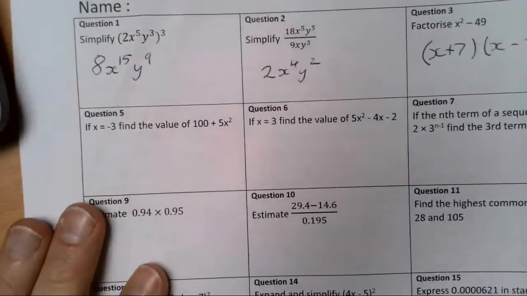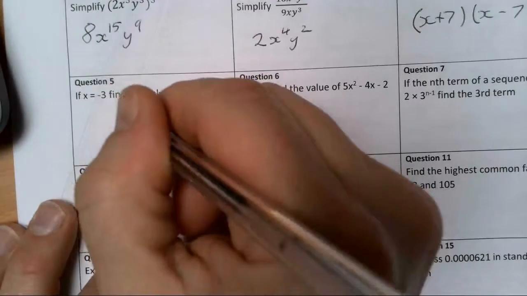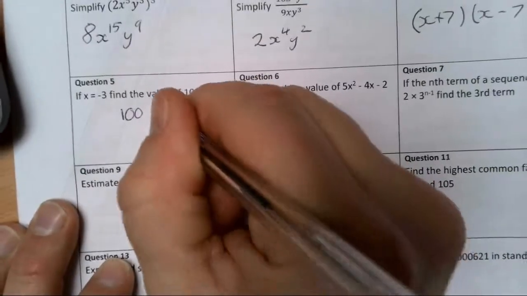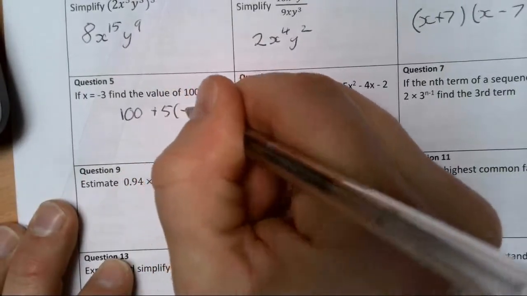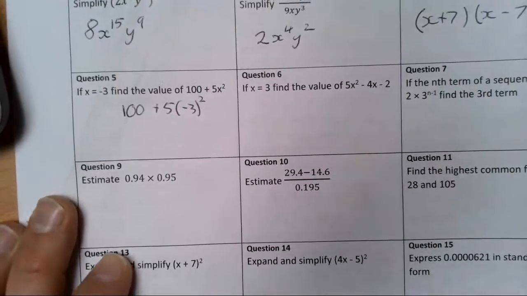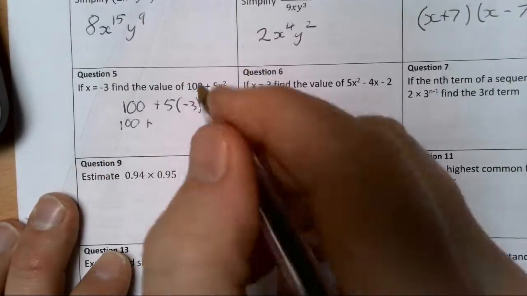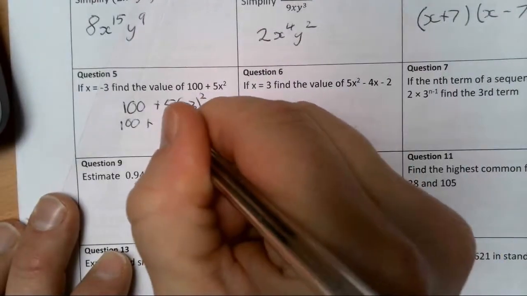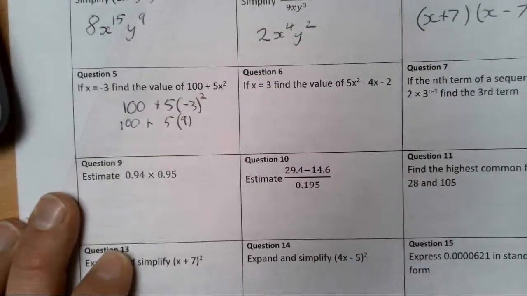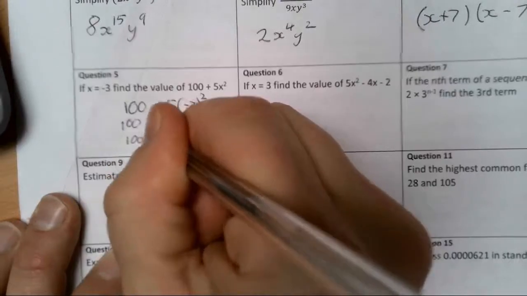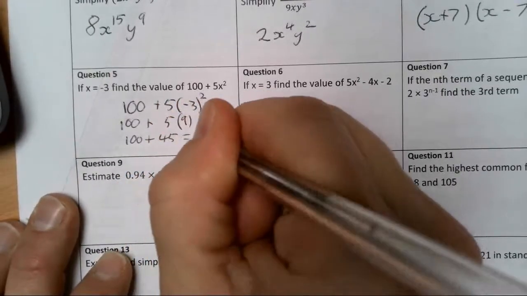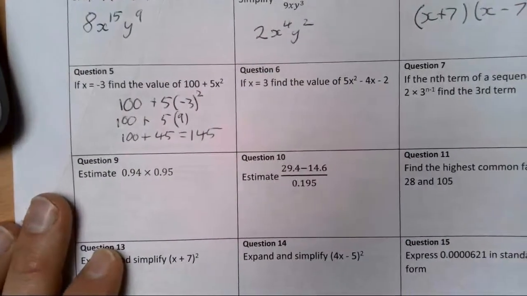Right, if x equals minus 3, find the value of this. So I'm going to write it all out. 100 plus 5 times by minus 3 squared. So then I'm going to write out 100 plus, okay, minus 3 squared is 9. Be careful with the negatives. 100 plus 5 times 9, so it's 100 plus 45, which is 145.